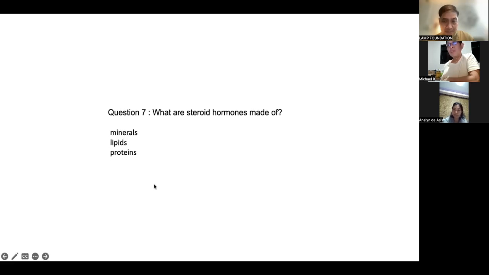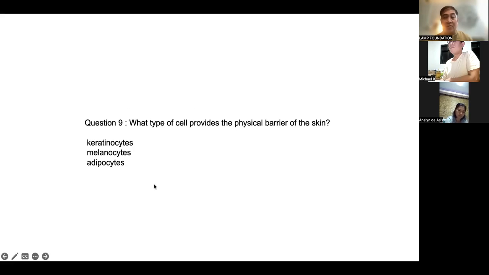Where is bile made? In the liver. What are steroid hormones made of? Not minerals, no. Lipids. What kind of hormone is estrogen? Steroid hormone. Good. What type of cell provides a physical barrier on the skin?